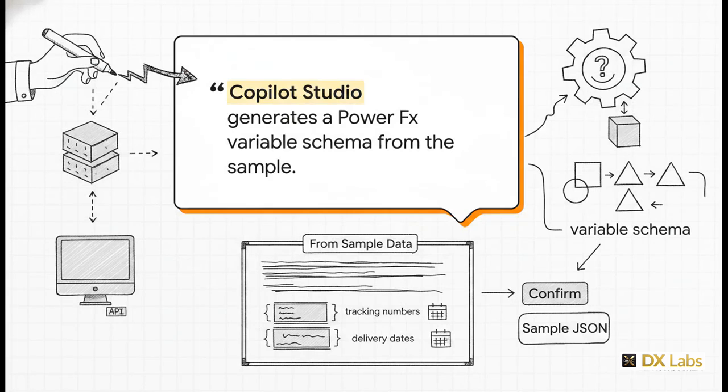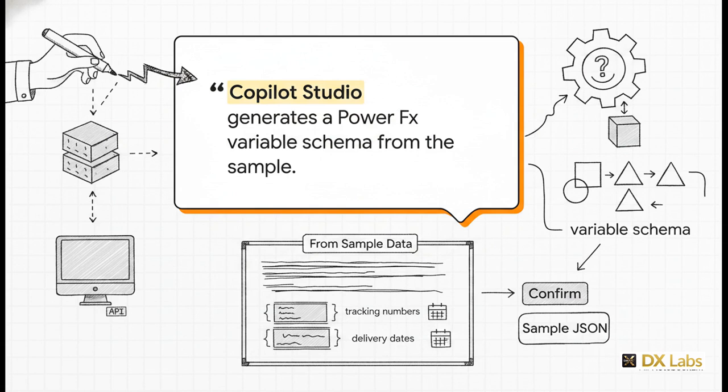Okay, so we've successfully sent our request, and the API answers back. Now what? The API is going to hand us a block of raw data. This is a lot like receiving a highly detailed return receipt. But Copilot Studio doesn't automatically know how to read this specific receipt right out of the box. We actually have to teach it the shape of the data, so it can convert those fields into usable variables. We do this using a brilliant feature called From Sample Data.